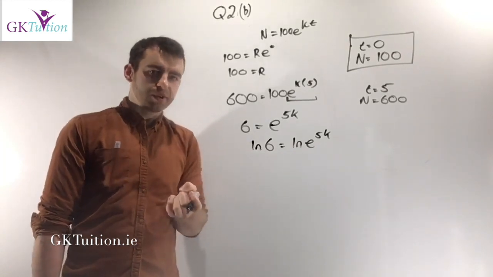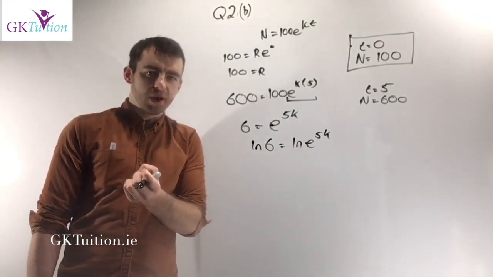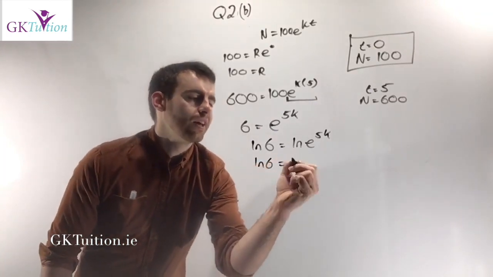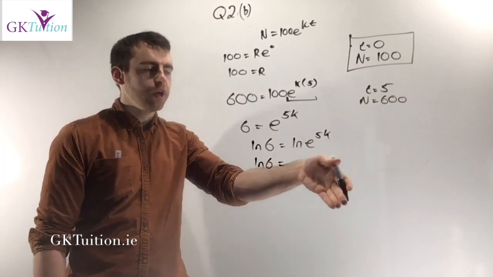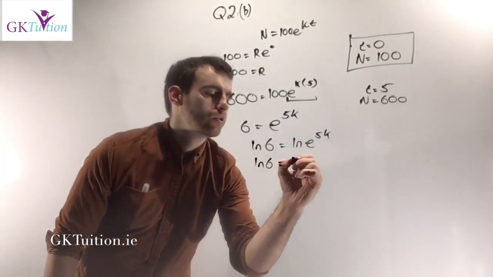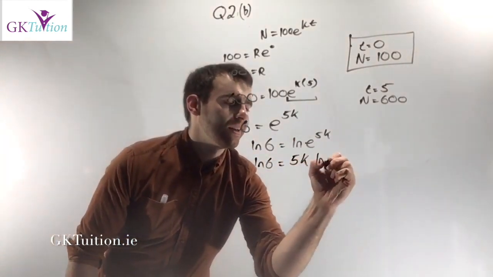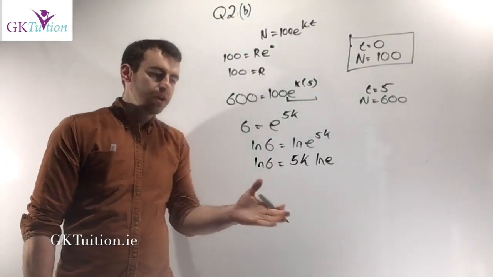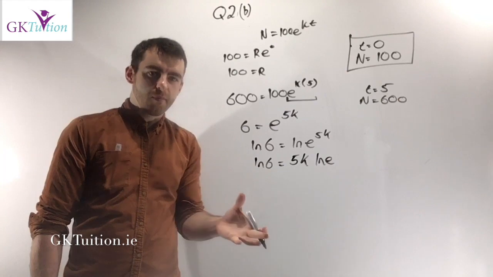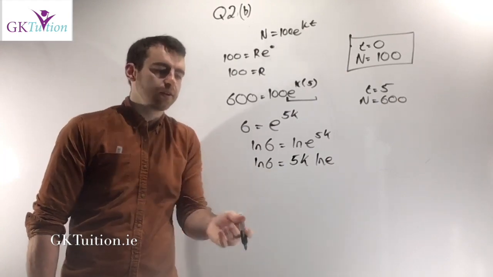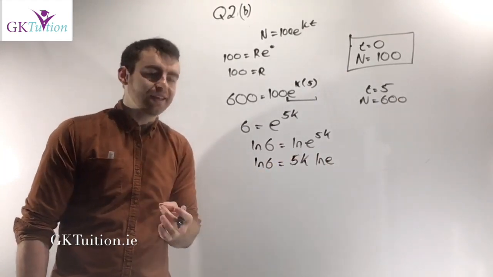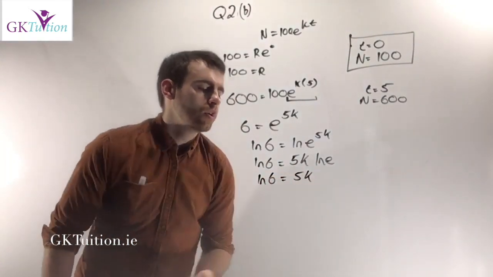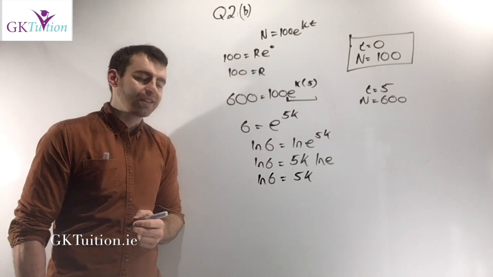And the reason that we're introducing logs is now we can apply the rules of logs. On page 21 in your maths tables, it tells you that if you've log of something to a power, you can just bring the power in front. So it just becomes 5k ln e. Now, the whole point of the logs was to get rid of the powers. This is the first line where I don't have a power, so this makes my life a lot easier. You should remember that ln e is just 1. Log e to the base e is just 1, so I'm left with 5k is equal to ln 6.